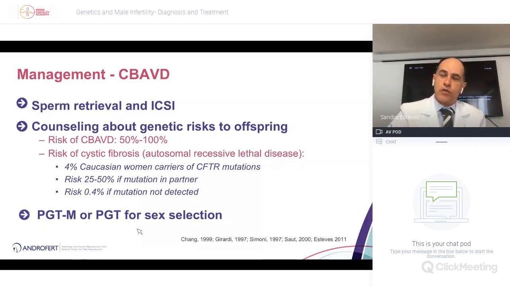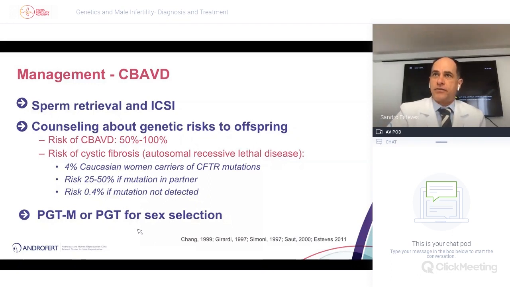If the female is normal, I will say to my patient, well, perhaps we could not identify a very rare mutation, but the risk for cystic fibrosis is very, very low. So we can go ahead with ICSI if the couple is satisfied with that counseling.